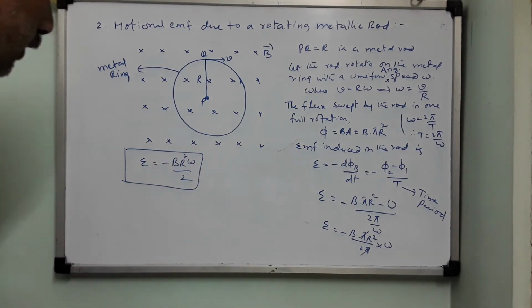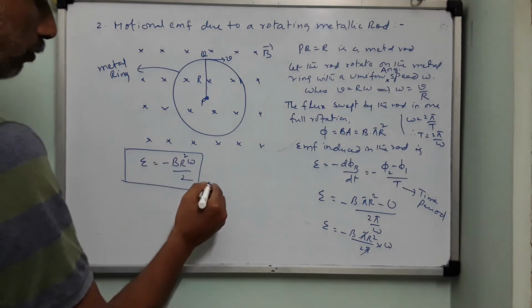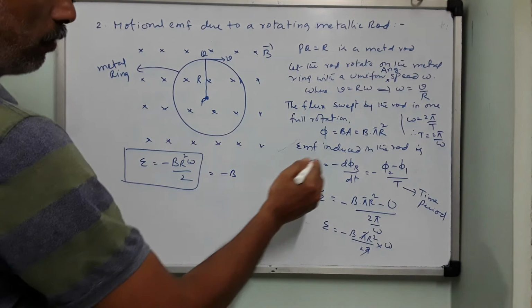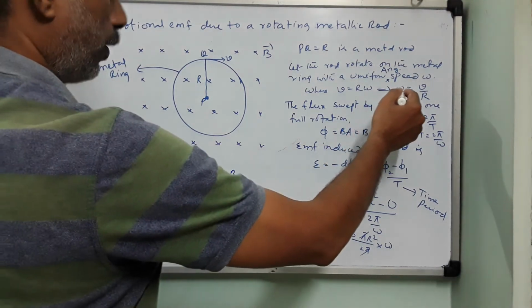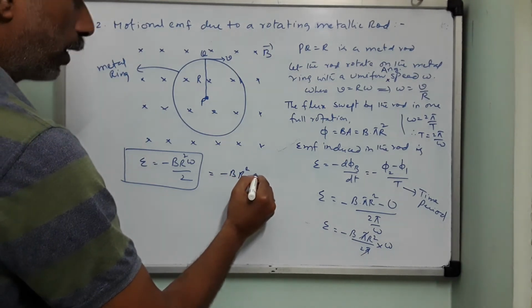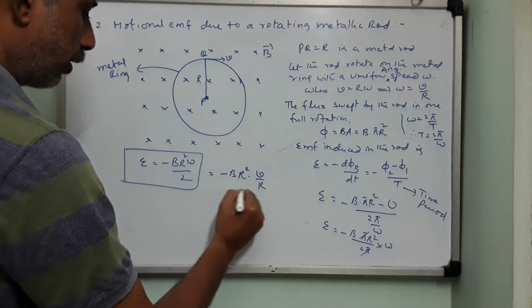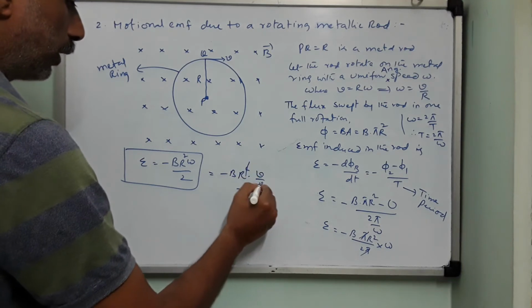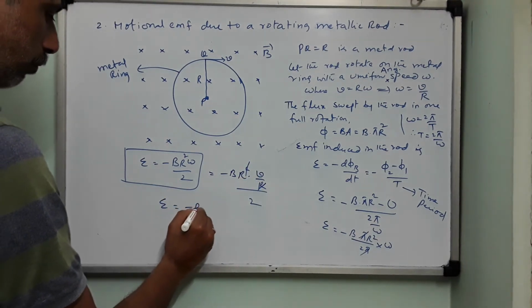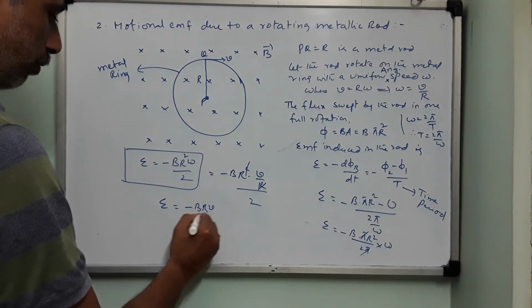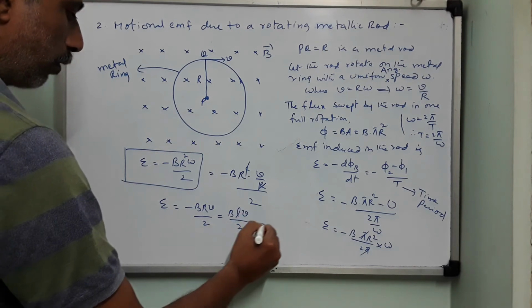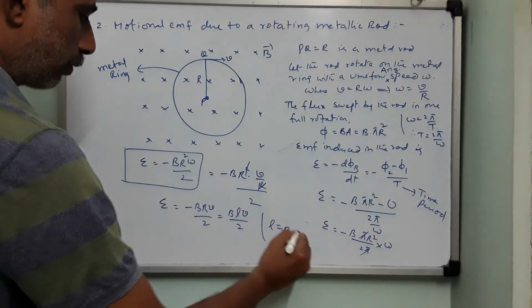If you want to write this in the form of linear speed, this is minus B into, what is this? We have written somewhere, yeah, omega equals V by r. You can write B into r square into omega as B into r square into V by r, whole divided by 2. This and this will cancel, children. You will get E equals minus B r V by 2, that equals BLV divided by 2, where L equals R.